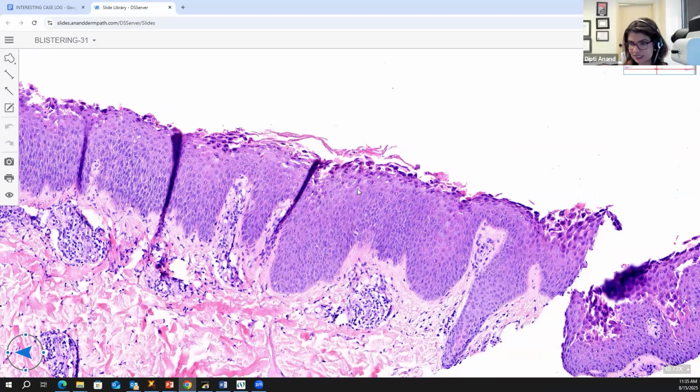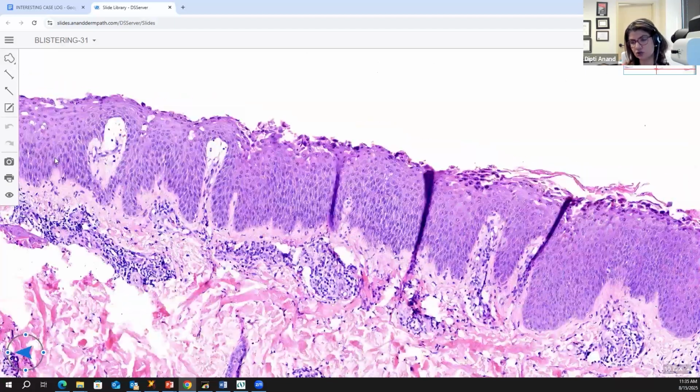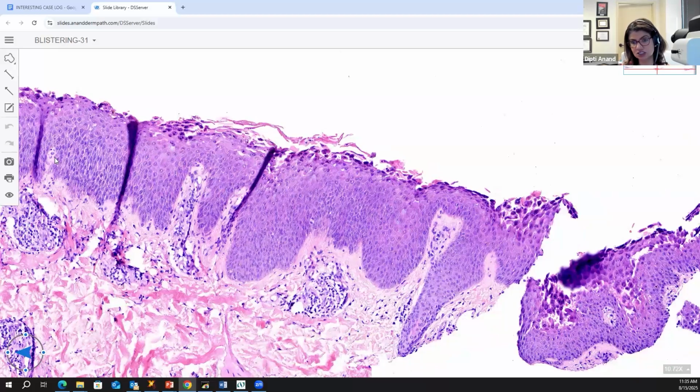This could be staphylococcal scalded skin syndrome or it could be pemphigus foliaceus. And those are obviously easy diseases to distinguish clinically, and also DIF positive versus negative. Positive would be pemphigus foliaceus and negative would be staphylococcal scalded skin syndrome.